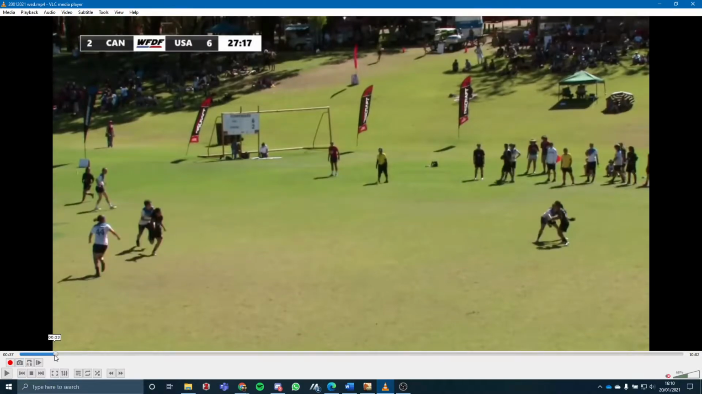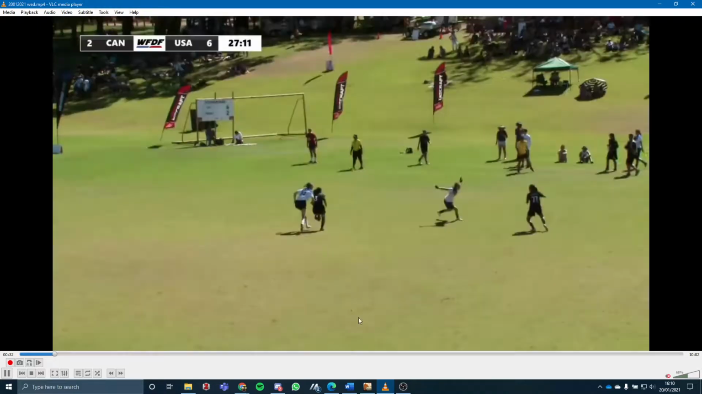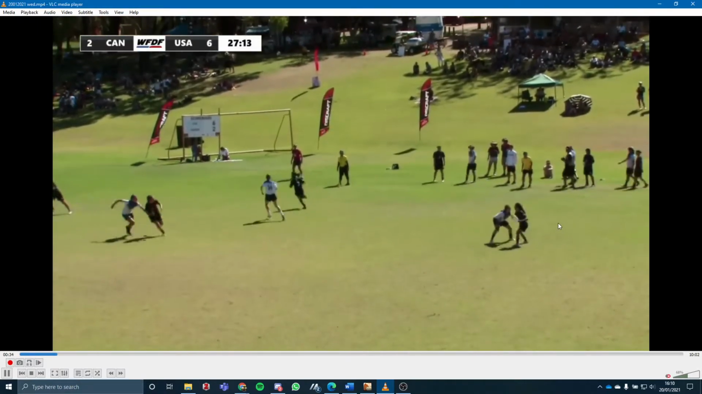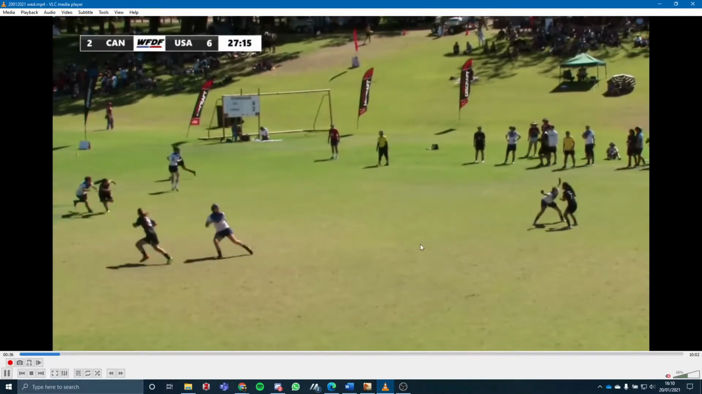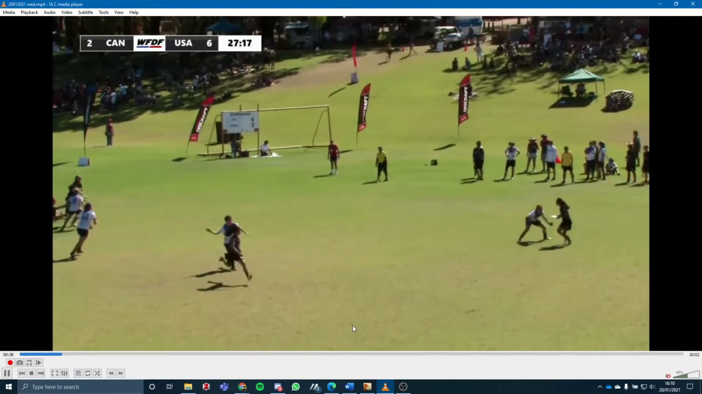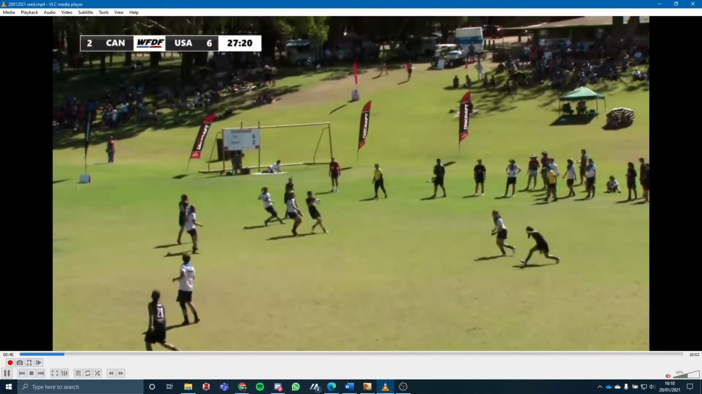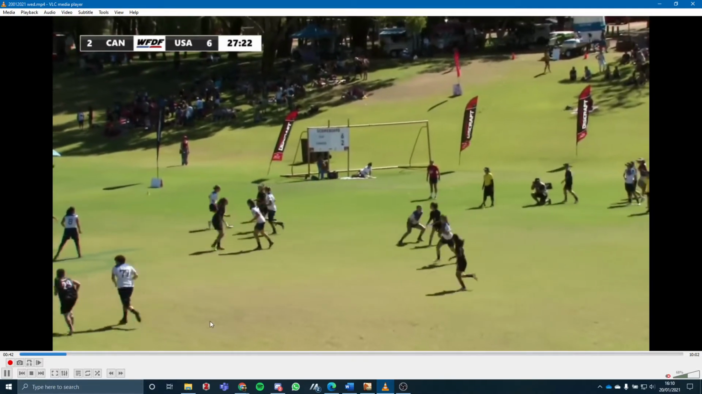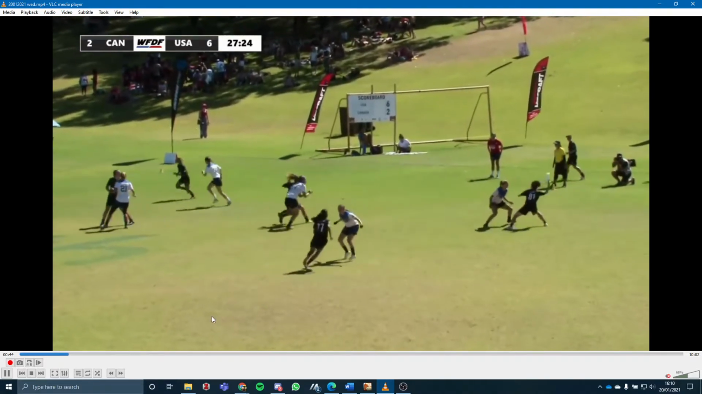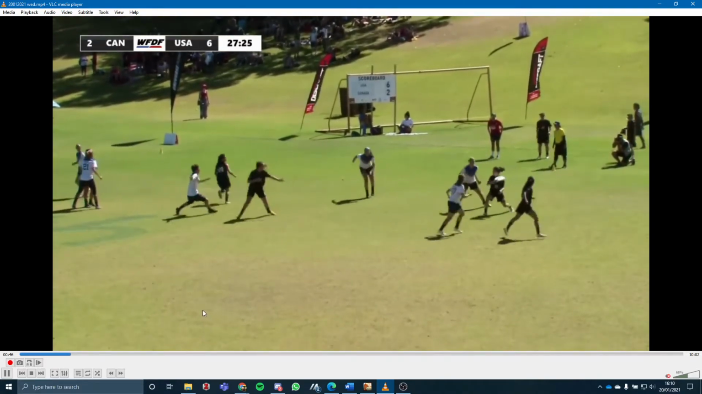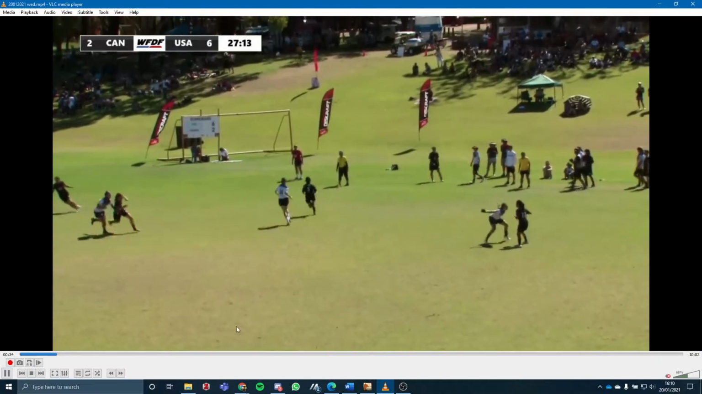Does anybody know, in this situation here? So this handler holds onto the disc for quite a long time. Can anybody think of anything that her team could help her with, so that she doesn't have it for so long? So if we go back to the start, someone could dump her, exactly.